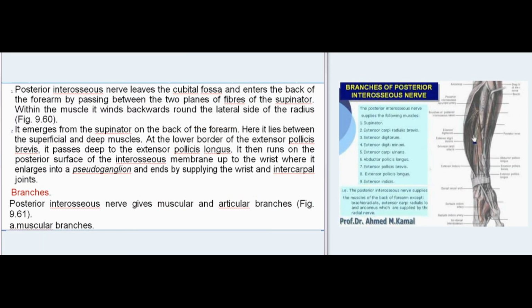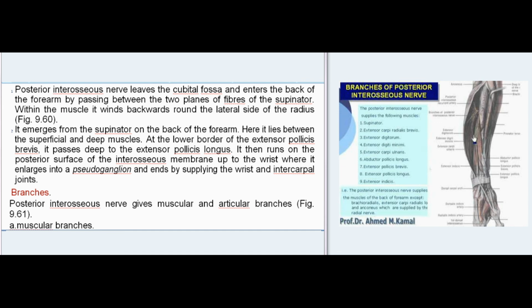Relations. 1. The posterior interosseous nerve leaves the cubital fossa and enters the back of the forearm by passing between the two planes of fibers of the supinator. Within the muscle it winds backwards around the lateral side of the radius, Fig 9.60. 2. It emerges from the supinator on the back of the forearm. Here it lies between the superficial and deep muscles. At the lower border of the extensor pollicis brevis, it passes deep to the extensor pollicis longus.